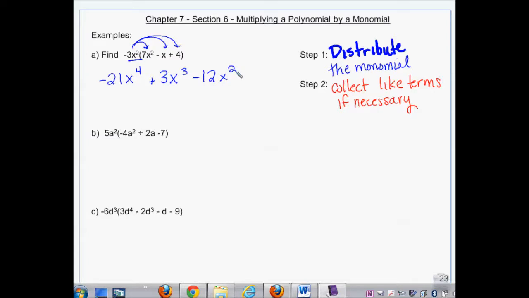Where do you get x to the 3rd? X squared times x. Oh. Now, in this instance, I have x to the 4th, x to the 3rd, and x squared. I don't have any like terms, so I'm done.